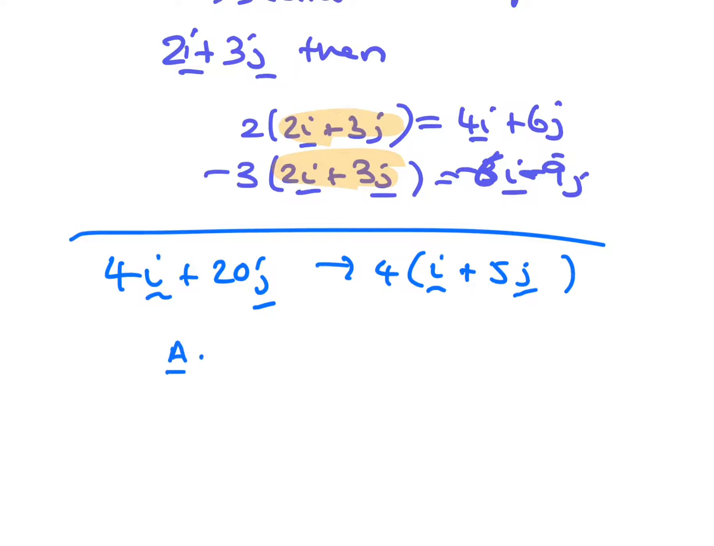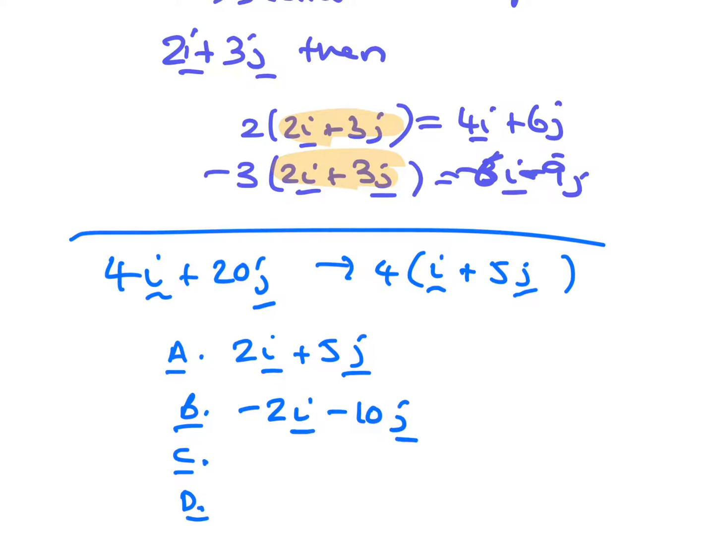So if we were looking at A, B, C, or D and trying to decide which one would be parallel: if you had 2i plus 5j, for example, minus 2i minus 10j, 5i plus j, and 20i plus 4j. So this one here, you can't factorise, but you can see that the base angle will not be equal, so it's not going to be that one.